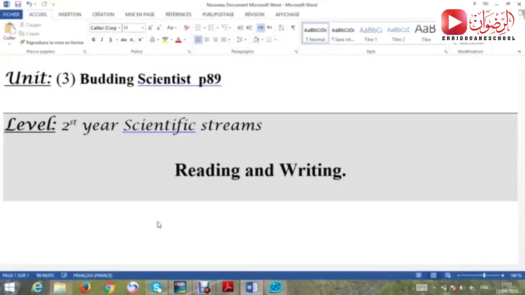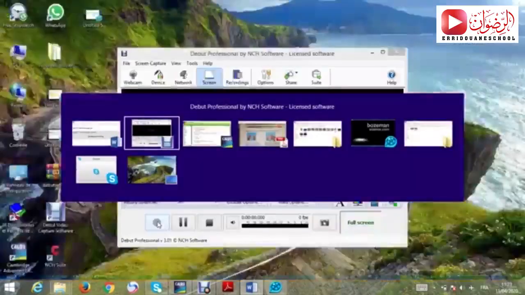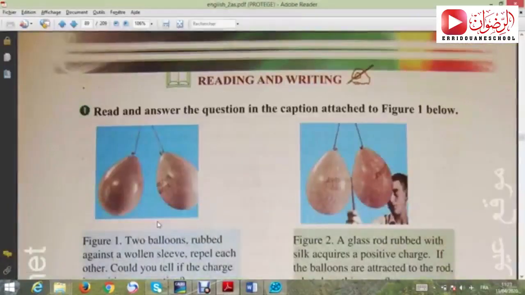So we are going to see the last part of Unit 3, Budding Scientist. So please go through reading and writing on page 89 in your book, as you see. Our lesson is going to be about a scientific experiment done with balloons and charts.